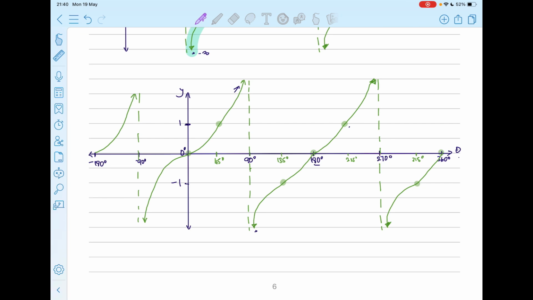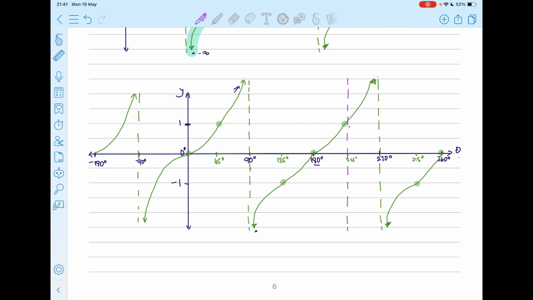So we're going to subtract 45. So if the original asymptote is at 270, when we subtract 45, you get 225. So here at 225, we're going to have one asymptote when we've shifted 45 degrees to the left.